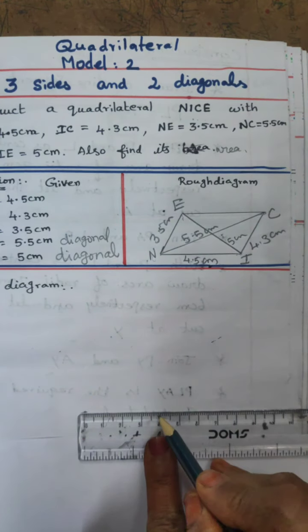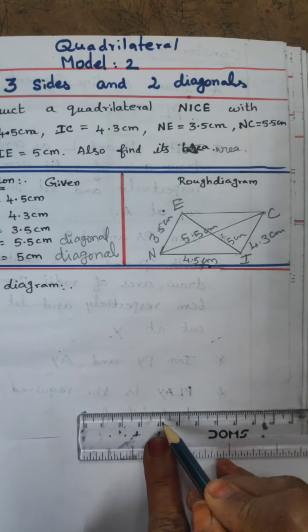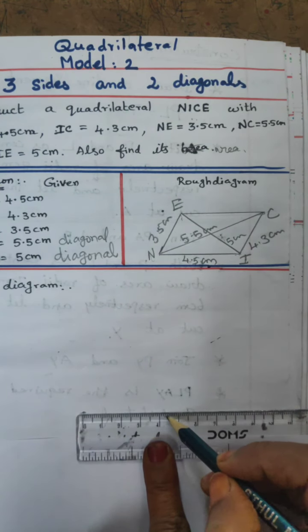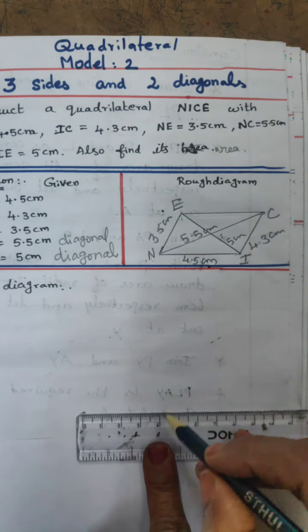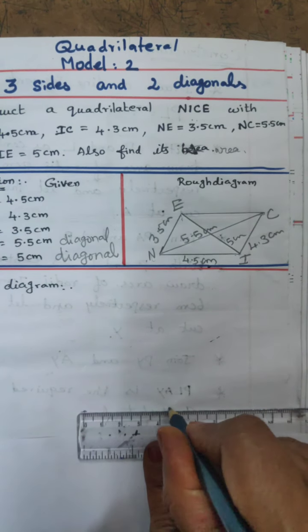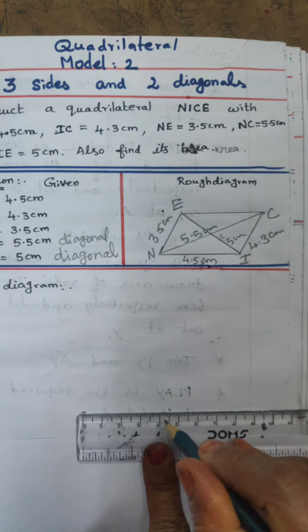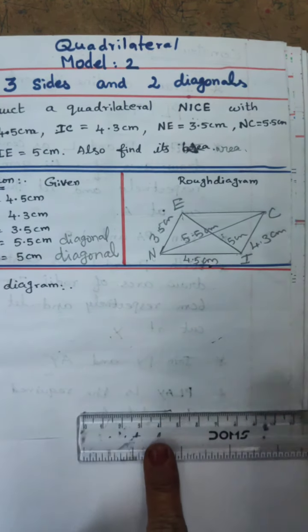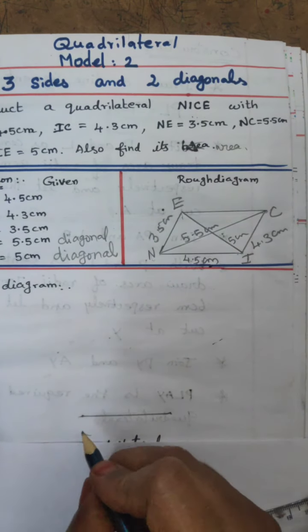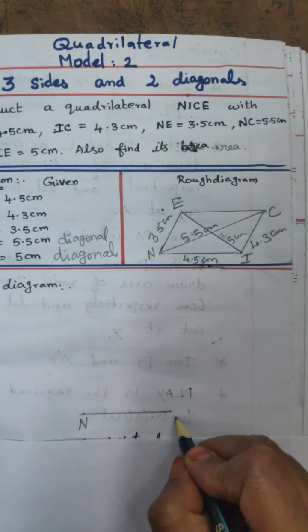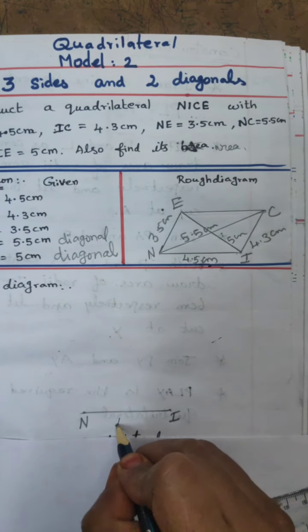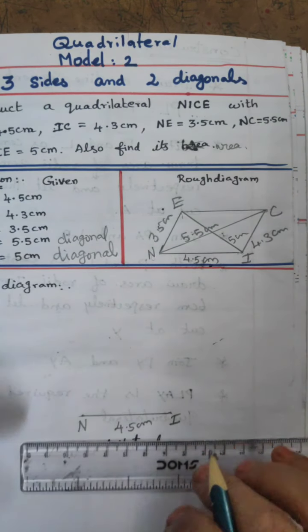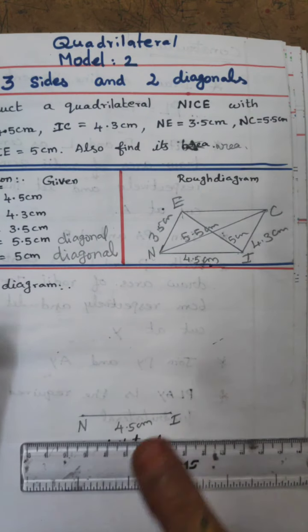4.5 centimeter: 4 and 5. This is 4. After 4, the next lines are 4.1, 4.2, 4.3, 4.4, 4.5. So between 4 and 5, the one big line is 4.5. These two points you also join. After joining, write N here and I here. First work done. Next, whatever centimeter is given, you write it there: 4.5 centimeter. Understand? NI equal to 4.5.